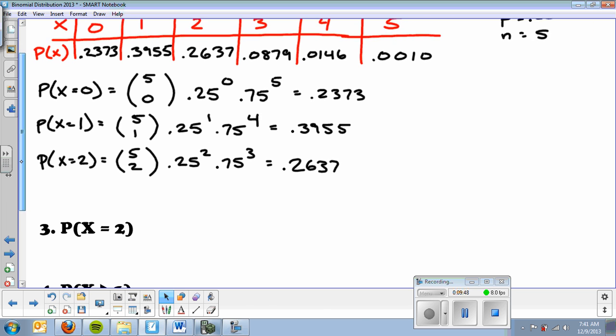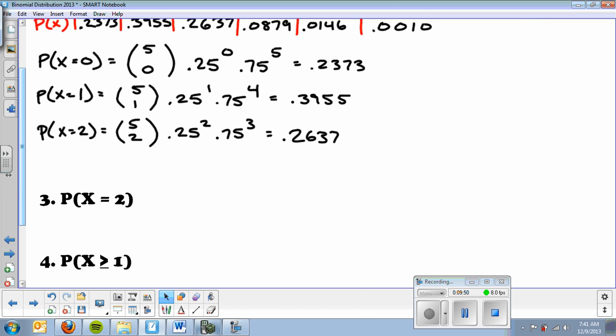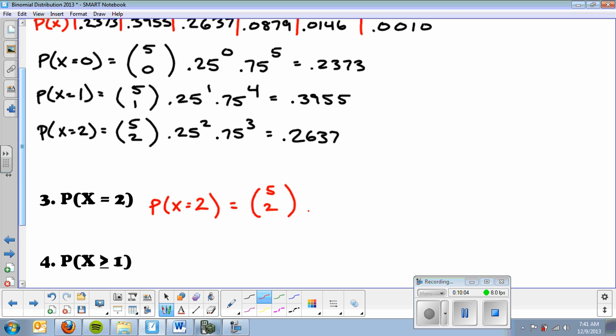So we get to number 3. Number 3 is, what's the probability that X equals 2? Now, I have that number already, but again, I will walk you through how to calculate it if you didn't want to do the whole table. So the probability that x equals 2 is out of 5, how many different ways can I choose 2, times the probability of success to the number of successes times the probability of failure to the number of failures, and I would get, as we showed before, 0.2637.